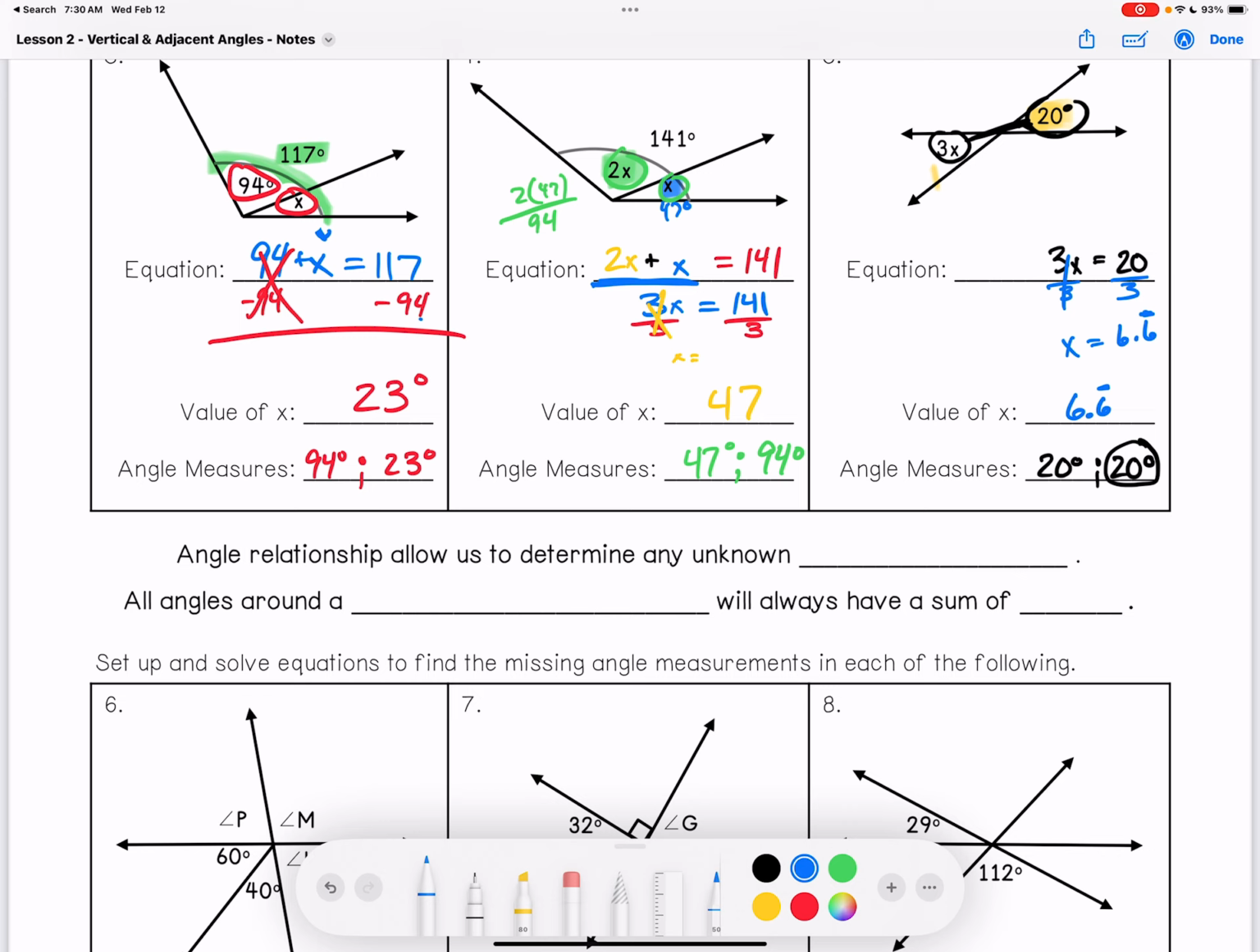All right, moving on to our notes. Angle relationships allow us to determine any unknown angle measures. All angles around a point, let's call it the vertex, will always have a sum of 360.